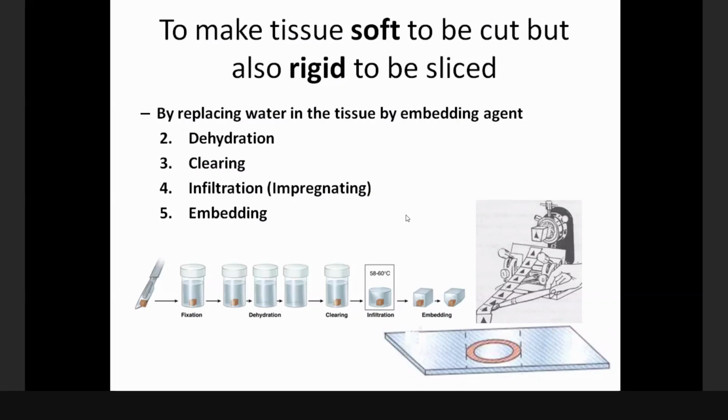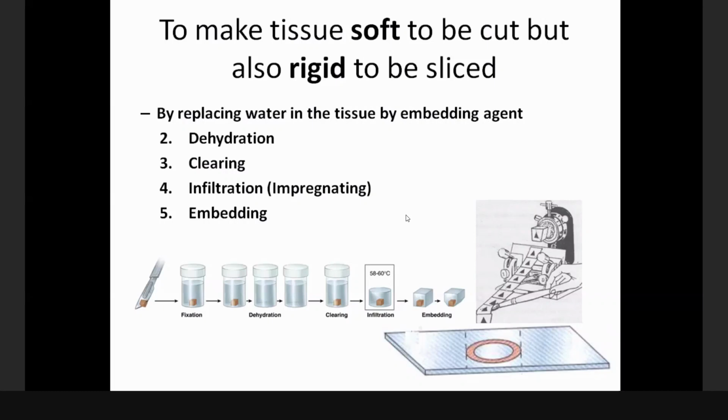A widely used chemical for this purpose is alcohol, like ethanol. Alcohol is able to replace water. How does it do this? By repeated dilution. For example, in the first vial, you can have 50% alcohol. So the fixed tissue can be immersed into 50% alcohol and left for about 1 hour.